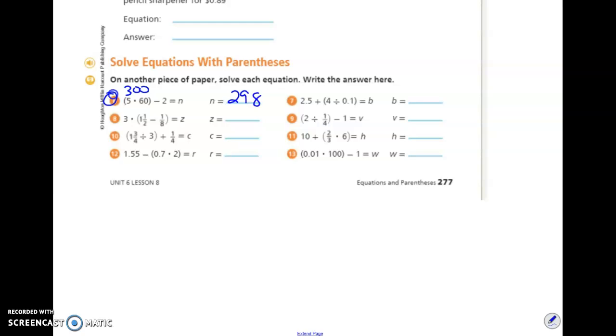All right, now I want to look at number 8. Number 8's really important to have those parentheses in there. If you didn't have parentheses, you would be multiplying 3 times 1.5 first, right? Because you multiply and divide before you add and subtract. But in this case, they want us to do the 1.5 minus 1/8 first. Pause the video there, and then I'll help you multiply by the 3. You do the 1.5 minus 1/8. Here's a hint. You're going to need a common denominator.